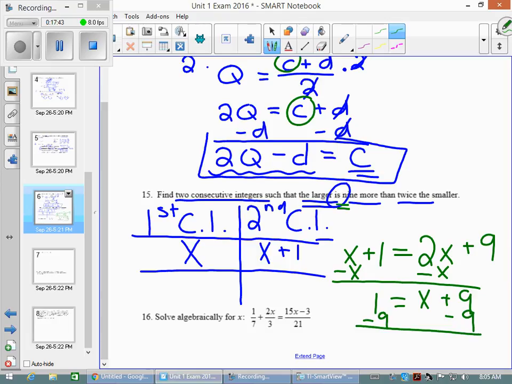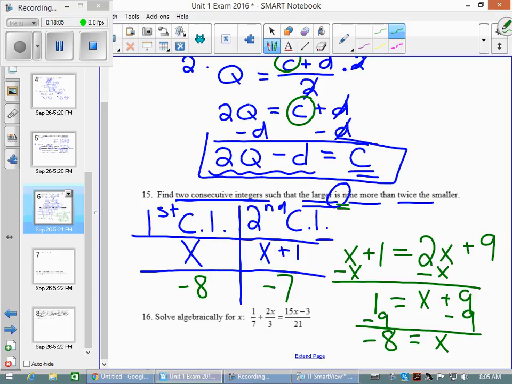Now be careful, now that we have that negative 8, we need to make sure that we're identifying what these 2 integers are. So our first integer is a negative 8, and if we add 1 to that, our next integer would be a negative 7. So make sure you always go back and fill in your chart, that way we're completely answering the question.